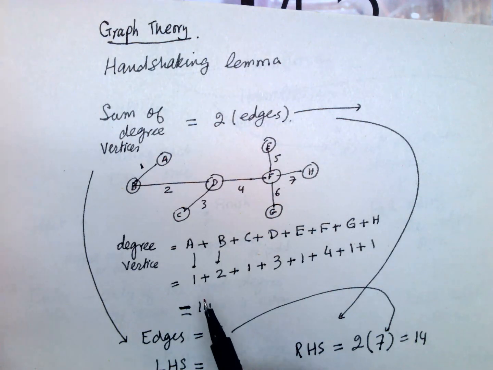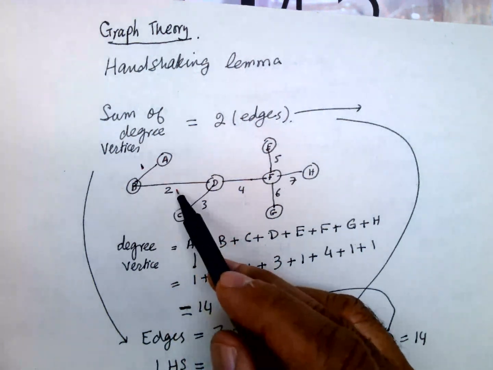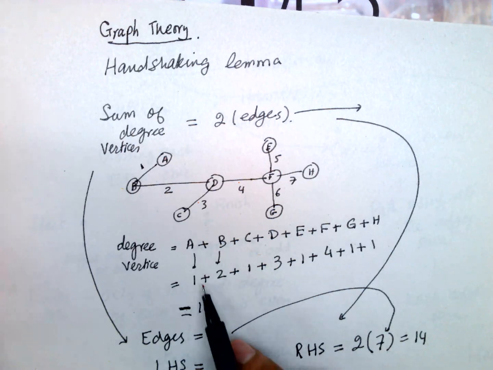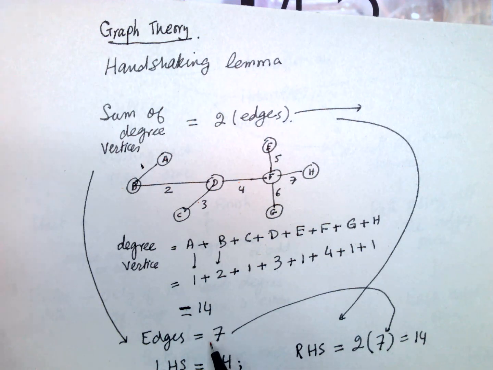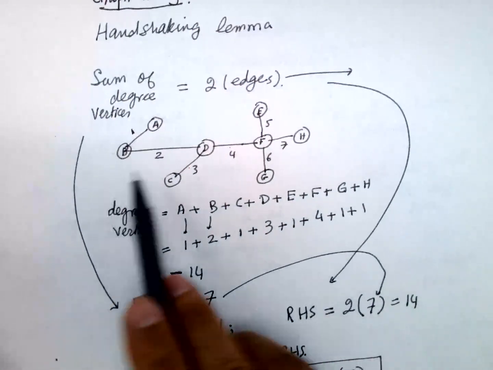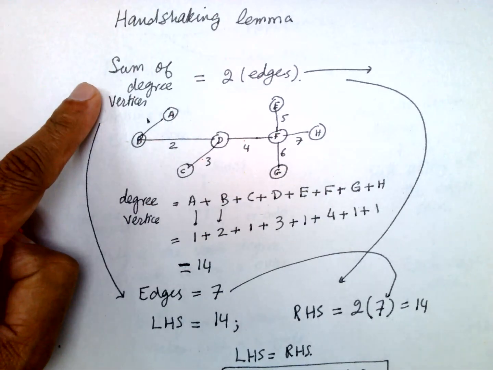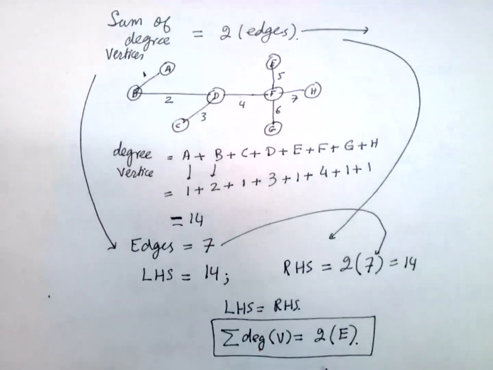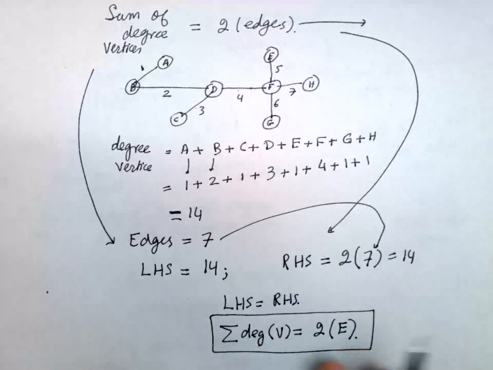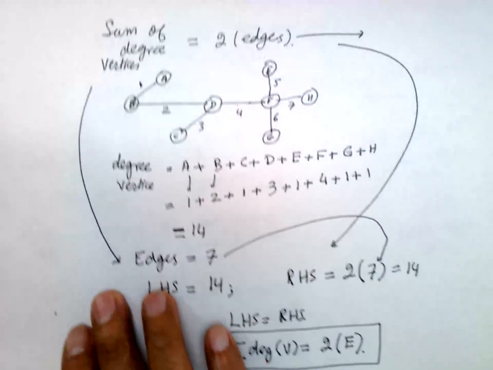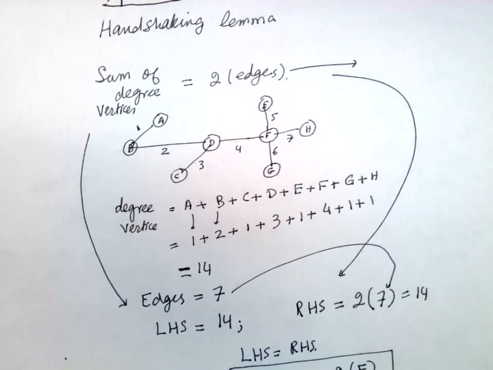And the number of edges between the vertices is 1, 2, 3, 4, 5, 6, 7. 7 edges, so is it exactly double? Double the edges is equal to the sum of the degrees of this graph. So this is a tree graph. So we can say that the left hand side, the sum of the degrees of the vertices, is equal to double the edges. If this holds, this graph is a tree. This is a useful lemma.